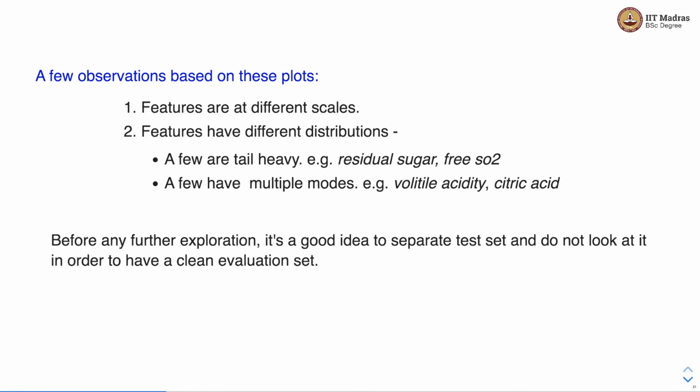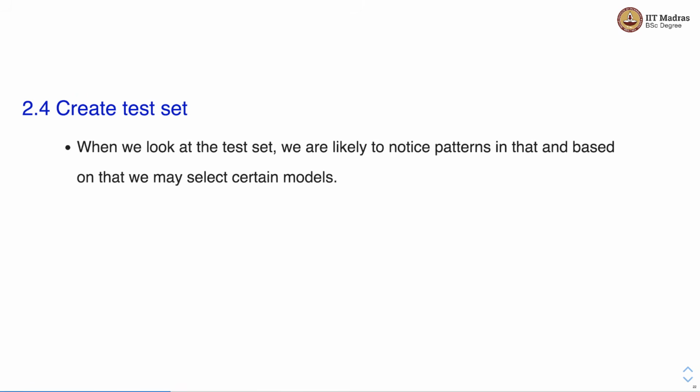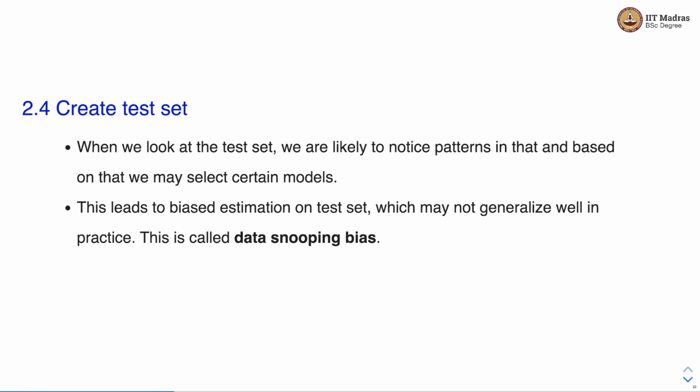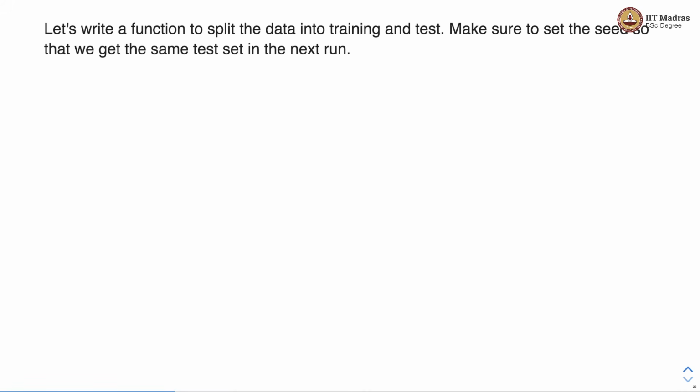Before any further exploration, it's a good idea to separate a test set and not look at it, in order to have a clean evaluation set. When we look at the test set, we are likely to notice patterns in it, and based on that, we may select certain models. This leads to a biased estimation on the test set which may not generalize well in practice. This is called data snooping bias.